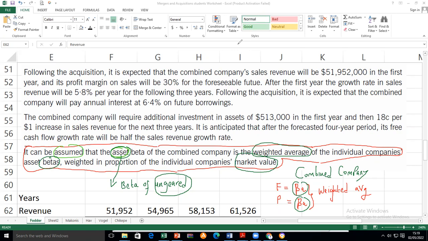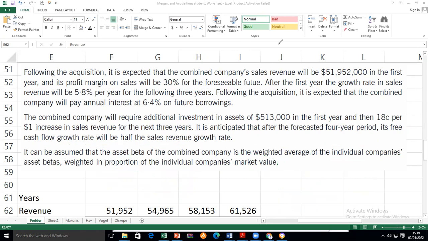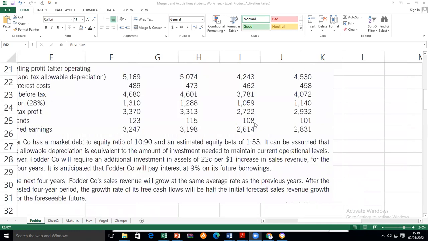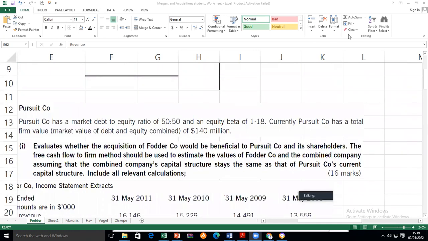Why? Let's talk about it. It's because in our question, what type of betas have been given? Let us look at the type of betas that have been given in our question. In this question, they have given us, for Pursuit Company, an equity beta. So this equity beta has to be converted to an asset beta. It's 1.18.